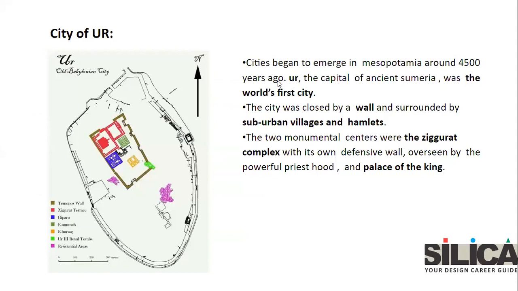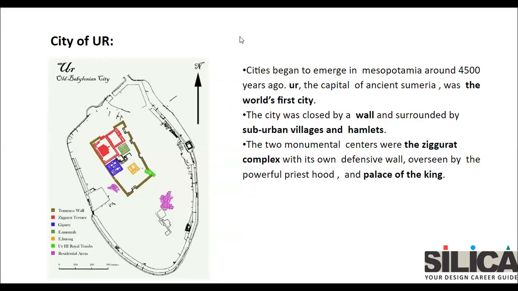Now the city of Ur. Cities began to emerge in Mesopotamia around 4500 years ago. Ur, the capital of ancient Sumeria, was the world's first city. The city was enclosed by a wall, which we can see. So these are the massive fortification walls. These are the fortified walls, and the city was surrounded by suburban villages and hamlets. The two monumental centers were the ziggurat complex with its own defensive wall.